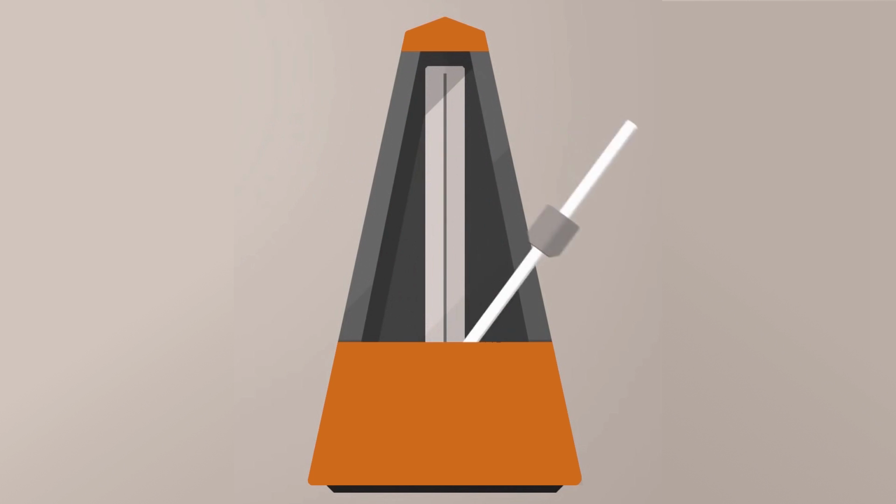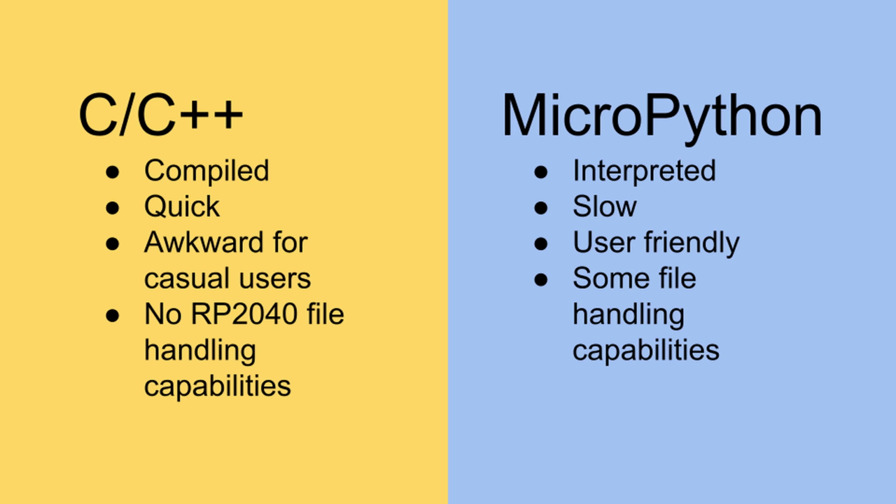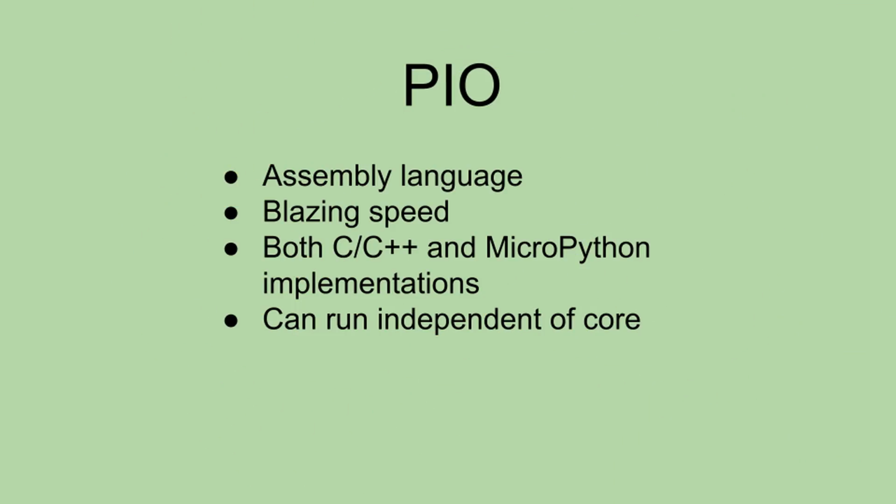Music is time sensitive, so too much latency in signal processing will affect the quality of the production. Therefore, I felt that using a compiled program like C++ would be better than a slower interpreted language like MicroPython. However, the compiling process of C++ is much less user-friendly. If only there were a way to combine the speed of a compiled language with the user experience of an interpreted language. Enter programmable input-output.